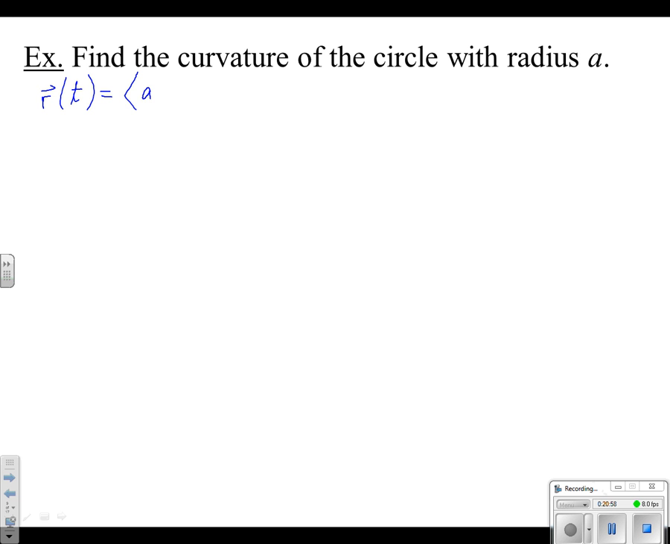So I'll do a cosine t, comma, a sine t. But instead of theta, I'm using letter t because that's our variable. I mean, you can do theta. It just doesn't matter. The parameter can be called anything. So there's r. Let's find r prime. So r prime would be negative a sine t, and a cosine t. Let's find the magnitude of r prime.